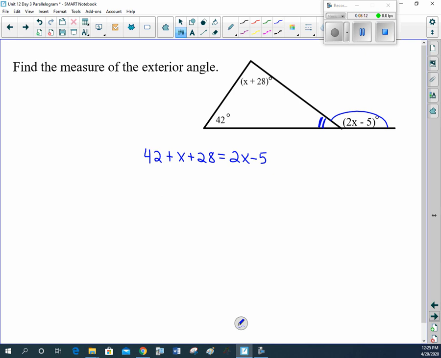So if we want to find the measure of the exterior angle, we're going to have to find x. We just need to combine our like terms. So we've got 42 and 28, so that's 70. And then our x to the other side, minus 5, so x equals 75. Okay, so 2 times 75 minus 5, so 145. So this exterior angle is 145 degrees.